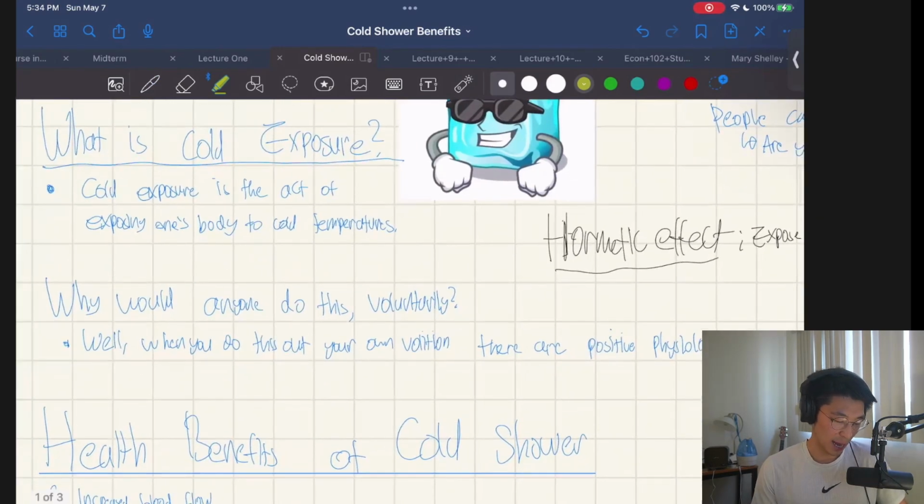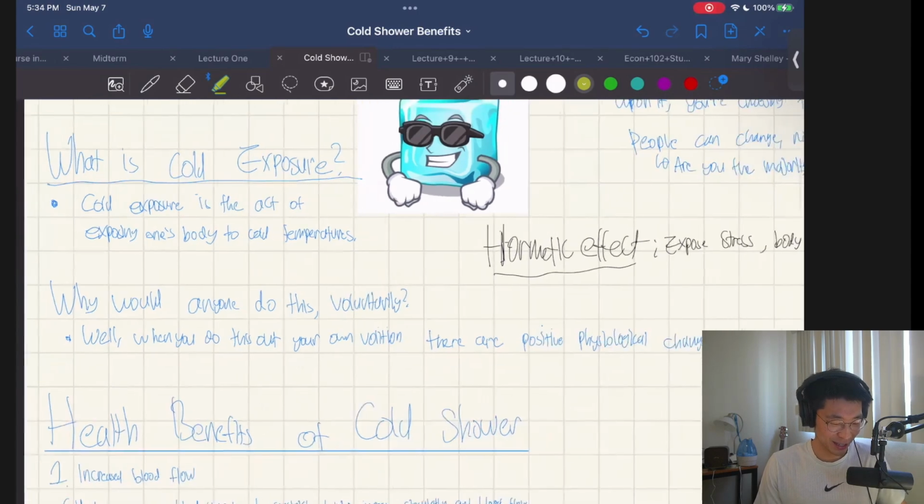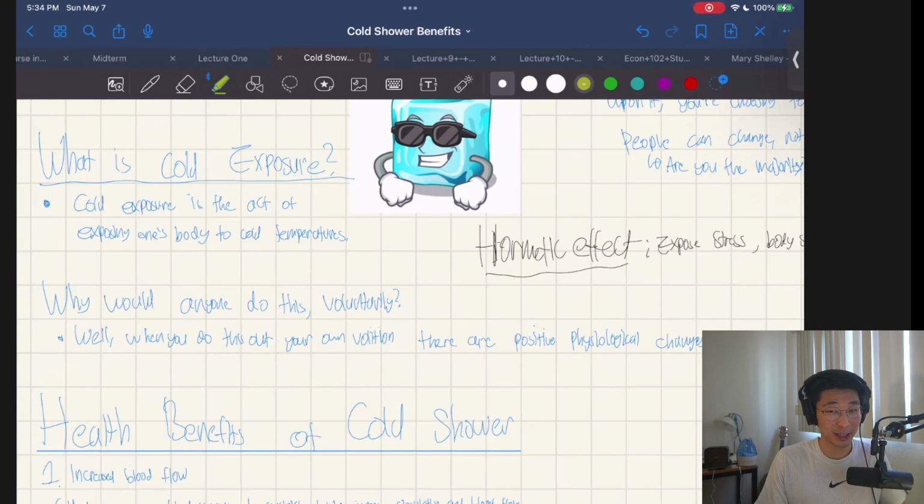So what is cold exposure? Cold exposure is the act of exposing one's body to cold temperature. That's essentially what it is. It could be in the form of taking cold plunges or hyperbaric chambers, and it could also be something like skiing or taking part in winter sports.